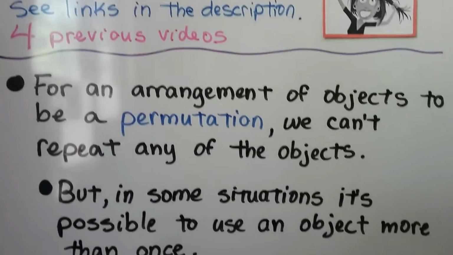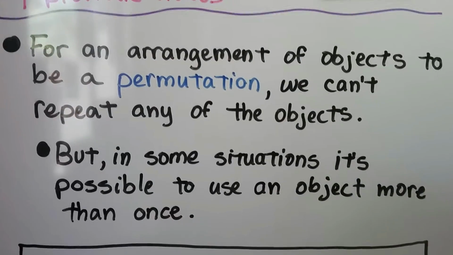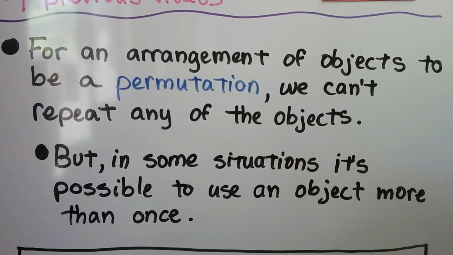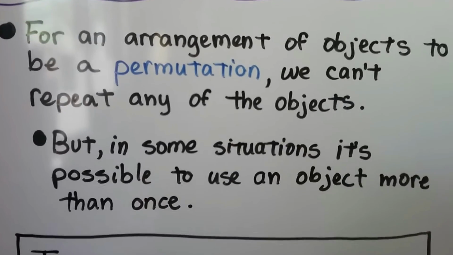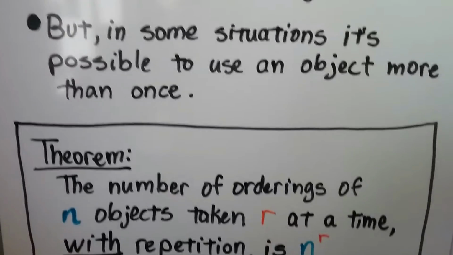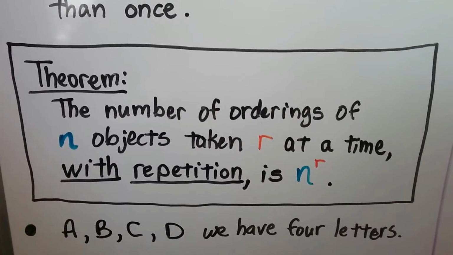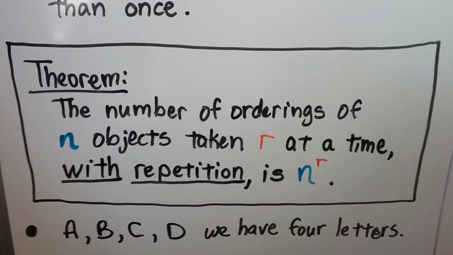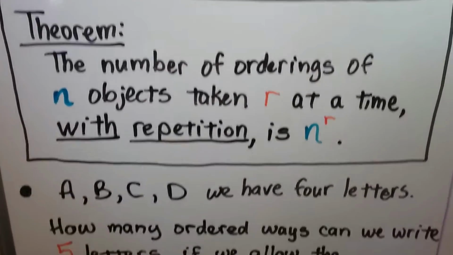For an arrangement of objects to be a permutation, we can't repeat any of the objects, but in some situations, it's possible to use an object more than once. Doesn't that sound confusing? So we have a theorem for you. The number of orderings of n objects taken r at a time with repetition is n to the r.